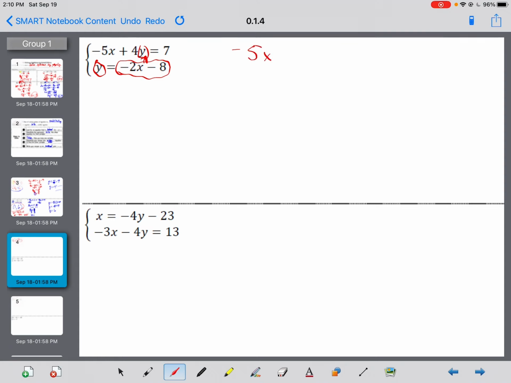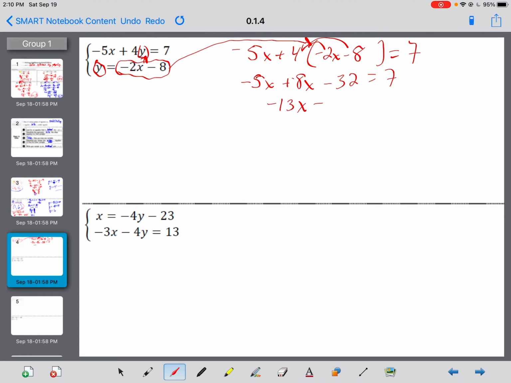So negative 5x plus 4 times something, and what I'm going to plug in is all of this stuff into there, negative 2x minus 8, because I'm substituting where the y used to be, right behind the 4, and I'm plugging in what it is equal to. So then I've got negative 5x. Now, 4 times negative 2x is negative 8x, and 4 times negative 8 is negative 32, and it was a 7 on that side. These are both negative, so that's negative 13x minus 32 equals 7. Add 32 to both sides to get rid of that. Negative 13x equals 39. Oh, that's good.